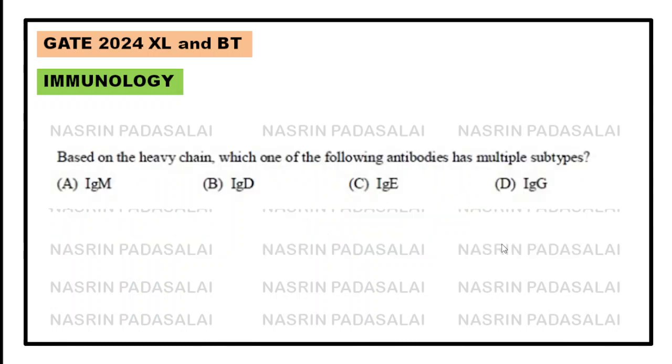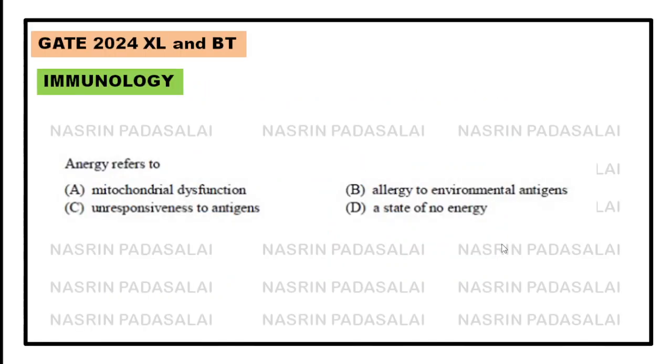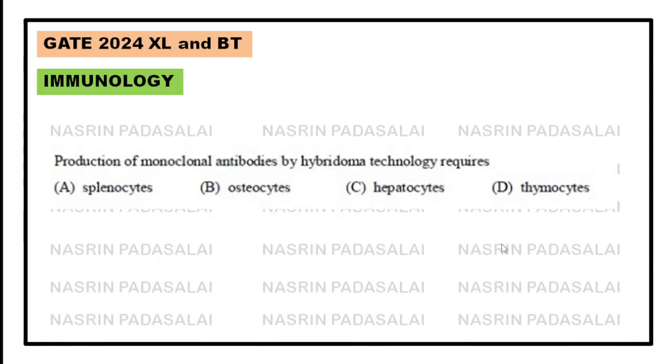Next, based on heavy chain, which one of the following antibodies has multiple subtypes? It is IgG and another one is IgA. IgG has 4 subtypes: IgG1, IgG2, IgG3 and IgG4. Here I have given other important things. IgA has 2 subtypes: IgA1 and IgA2. Next, anergy. We already discussed anergy. Anergy refers to unresponsiveness to antigen.